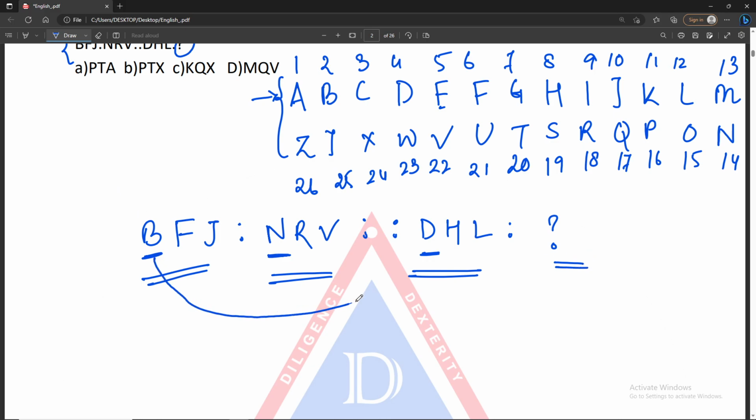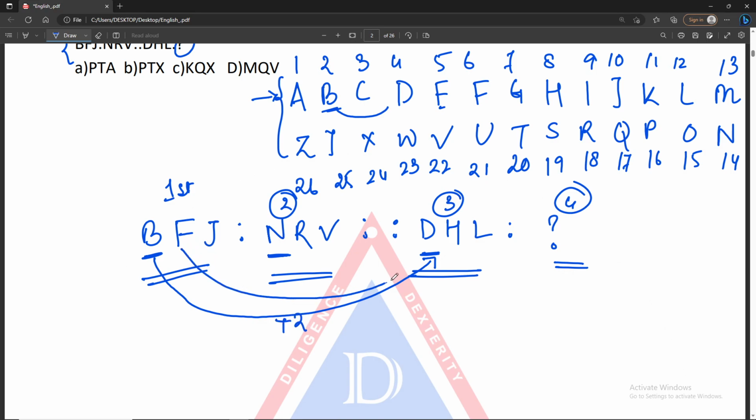So you can see B changes to D. How? B changes to D, plus 2. F changes to H. This is also plus 2. And J changes to L. This is also plus 2. So you can see the first letter, second letter and the third letter of the first word add 2 with every letter and change to DHL in the third set of letters.